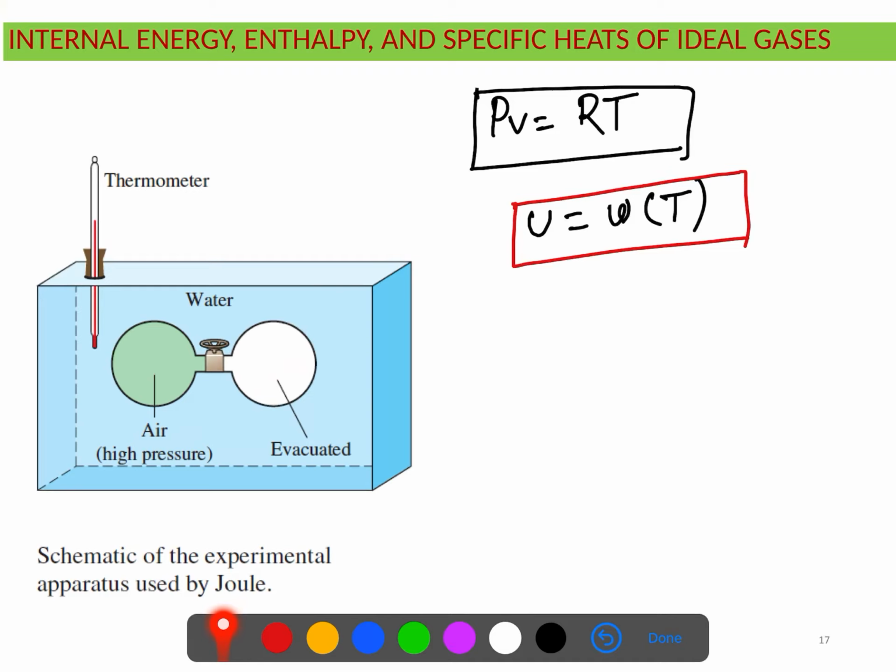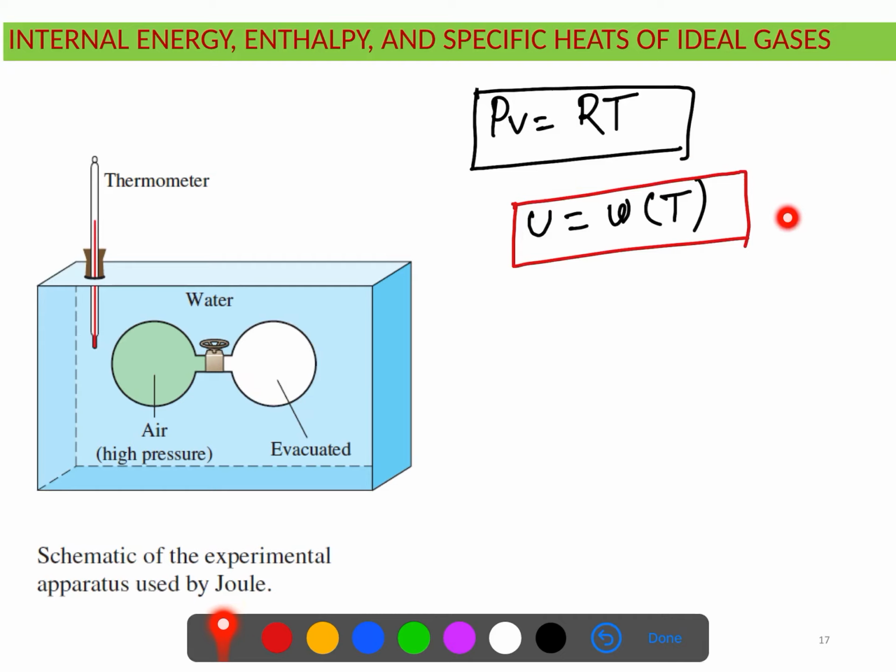Those are the observations from this experiment Joule did in 1843, and what he concluded is that the energy inside the tank, the internal energy, is a function of temperature only. It is not a function of the volume and the pressure. In this case, you can see the volume was changing and the pressure was changing, but the temperature did not, so internal energy depends only on temperature.